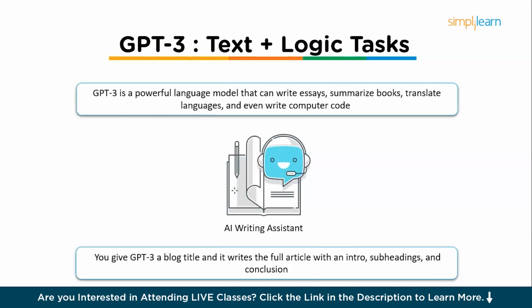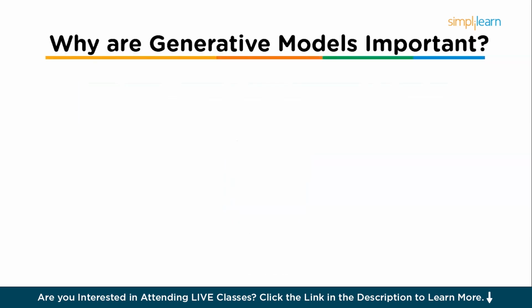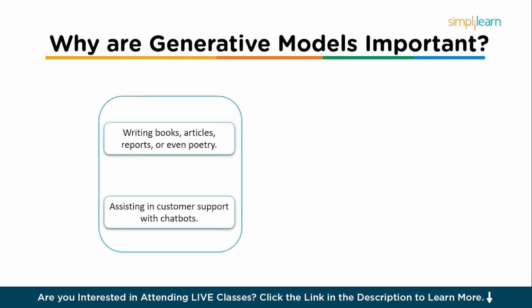So after knowing all this, let's move on and see why generative models matter. Generative models are changing the way we create content across multiple fields. Under the text field, we are writing books, articles, reports, or even poetry. And then we are assisting in customer support with chatbots.